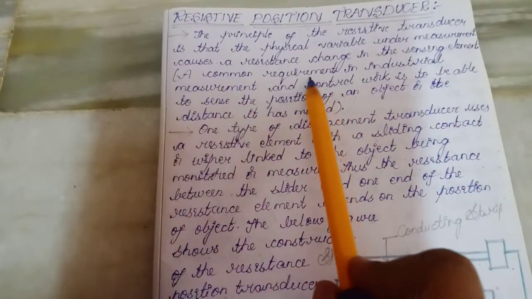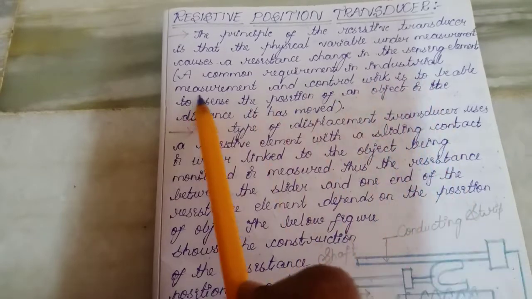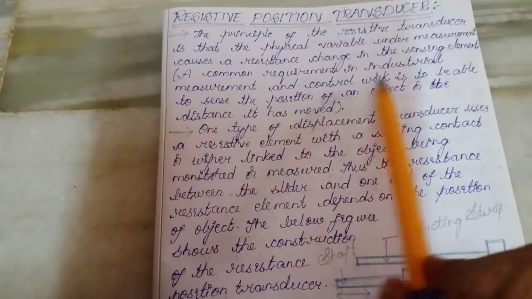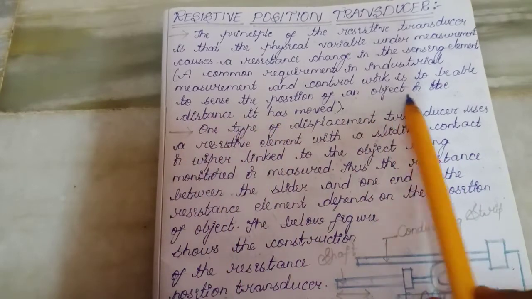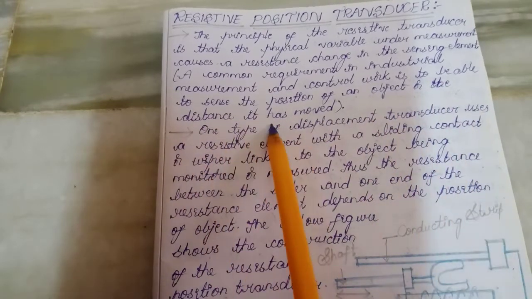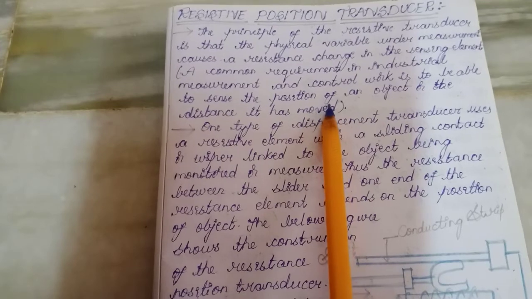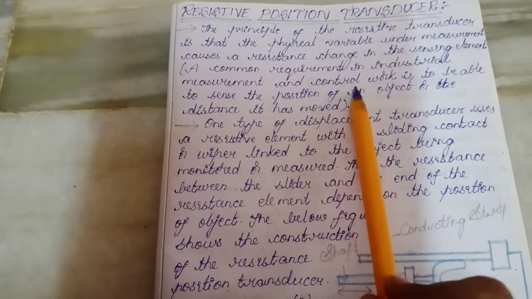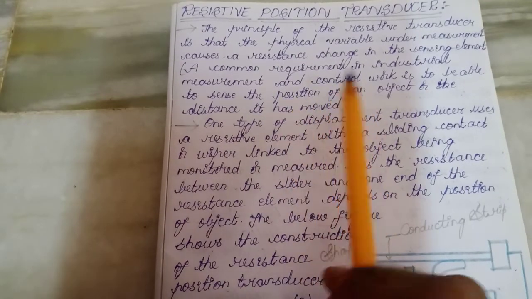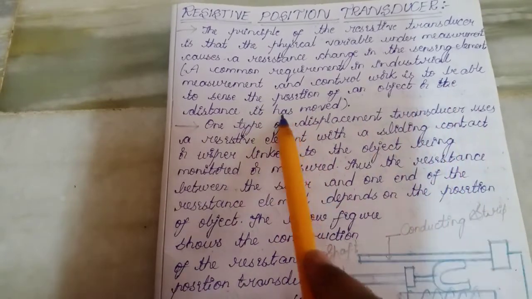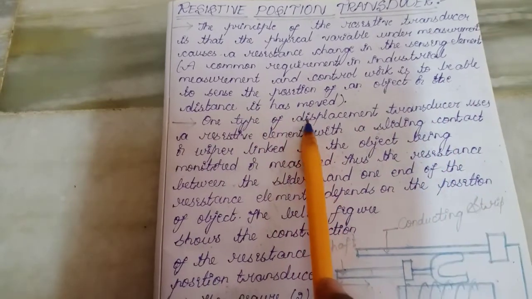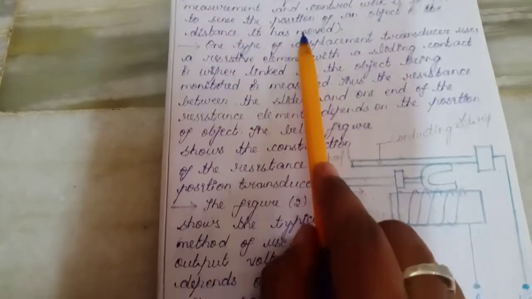A common requirement in industrial measurement and control work is to be able to sense the position of an object or the distance it has moved. This is the main application of the resistive position transducer, which is used to sense the position of an object or the distance that object has moved. This is the most important application.